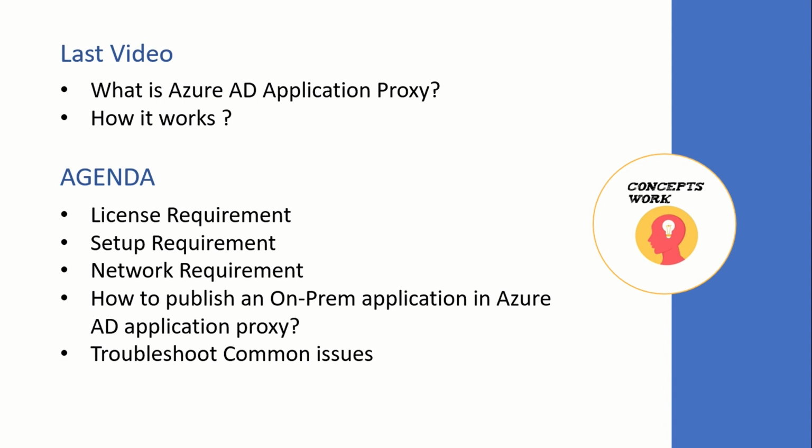The core agenda of this video will be knowing the license requirements, the setup requirements, and what things you need to keep in mind before you go ahead and install connectors. We will also cover the basic network requirements which must be in place before you go ahead with the setup, how to publish an on-prem application, and how to troubleshoot common issues by checking the events in Event Viewer. So now let's proceed with our first requirement, which is the license requirement.